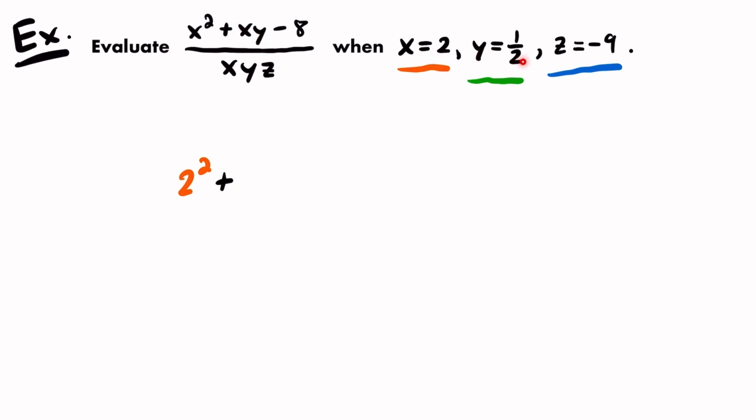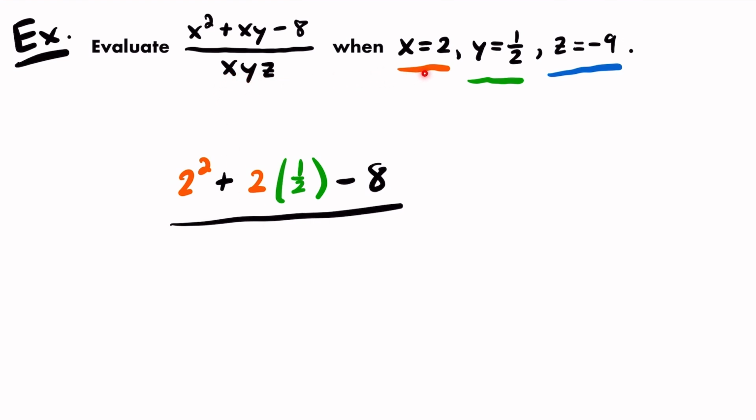X is 2, y is 1/2, so we have 2 multiplied by 1/2, and then we are subtracting 8, and that will be divided by x times y times z. And so we're just going to be multiplying these three values together, x, y, and z. So we have 2, 1/2, and -9. Okay, so now we've replaced all the variables with what we are told that they're equal to, and now we just want to simplify our answer here.